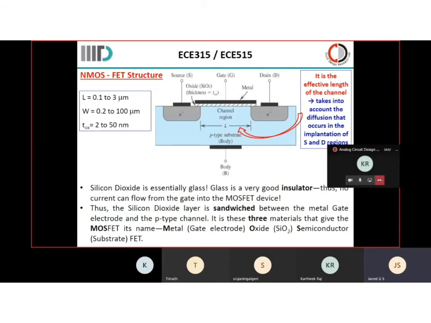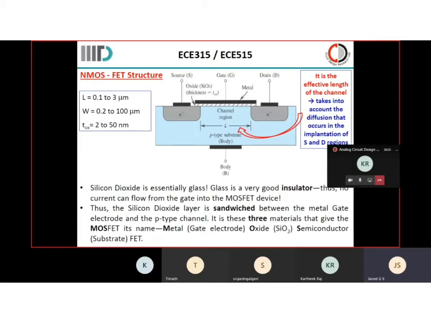Silicon dioxide is essentially glass. Glass is a very good insulator, and no current can flow through it. Thus, the silicon dioxide layer is sandwiched between the metal gate electrode and the P-type channel. These are the three materials that give the MOSFET its name: metal, called the gate electrode; oxide, the SiO2; and semiconductor, being the substrate, which is the FET.